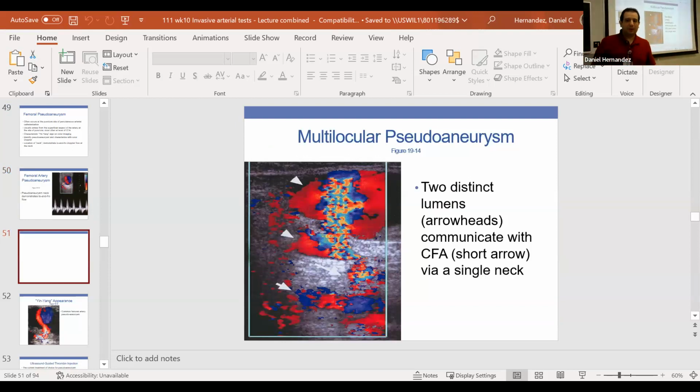So just recognize that pseudoaneurysms can also be multilocular or multi-lobed. They can have multiple areas or multiple hematomas that are bleeding, connected by individual necks. So your native vessel down here, neck going into maybe a small little one here, another neck going into another pseudoaneurysm, another neck going into another pseudoaneurysm. They can have multiple necks.